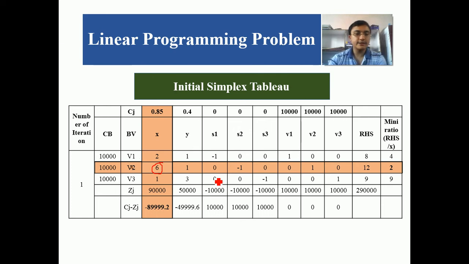And x is the entering variable and v2 is the departing variable, that is x comes in place of v2, and the coefficient also gets changed from 10,000 to 0.85. The coefficient also gets changed.